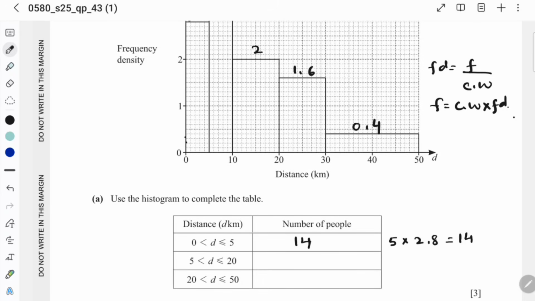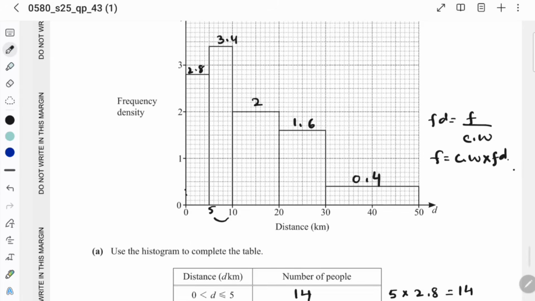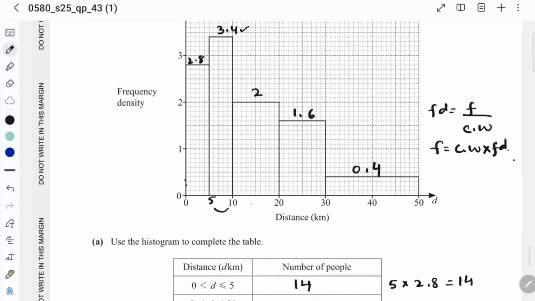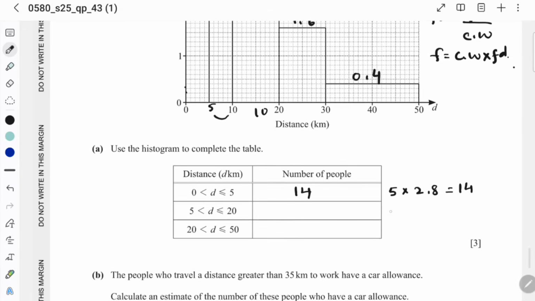The second, 5 to 20. The width is 15, but we'll take it separately. You just take 5 times 3.4 and 10 times 2. Okay, 5 times 3.4 and 2 times 10, so that is equal to 17 plus 20, which is 37.